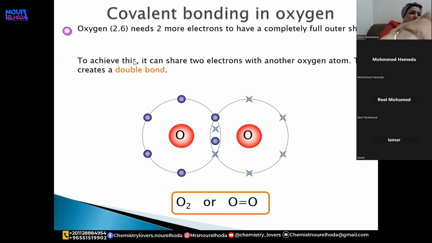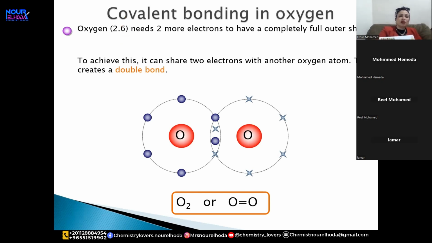How do I count these electrons? You will check here. I was having 6 electrons in the outer shell. I use 2 only of these 6. So 4 electrons are not used in sharing. That's why you draw here 4 or you draw here 4. Okay?